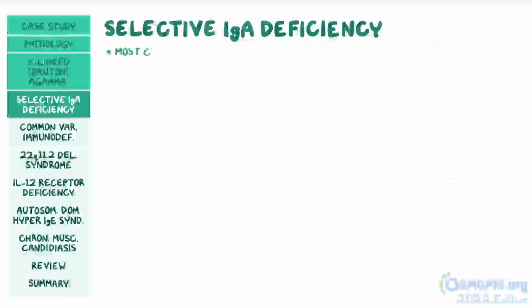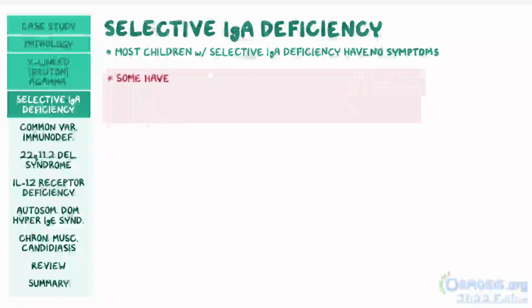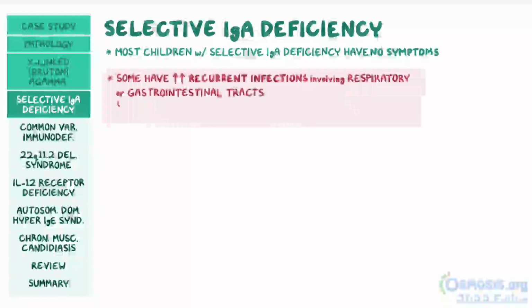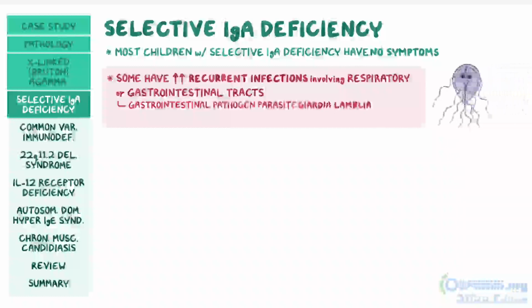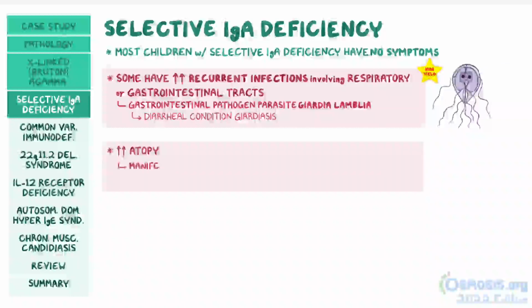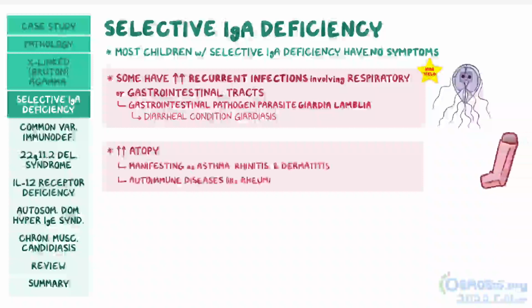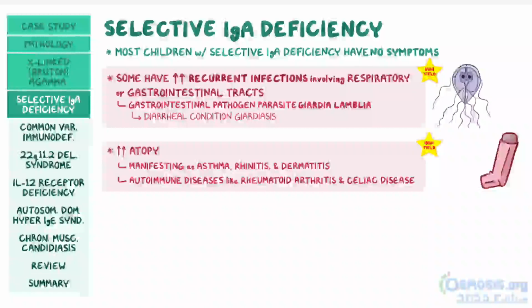For that reason, most children with selective IgA deficiency have no symptoms, but some of them may have an increased tendency to develop recurrent infections involving the respiratory or gastrointestinal tracts. A high-yield gastrointestinal pathogen is the parasite Giardia lamblia, which is responsible for a diarrheal condition known as giardiasis. In addition, there's an increased frequency of atopy, mainly manifesting as asthma, rhinitis, and dermatitis, as well as autoimmune diseases like rheumatoid arthritis and celiac disease, although the link between them is not fully understood.